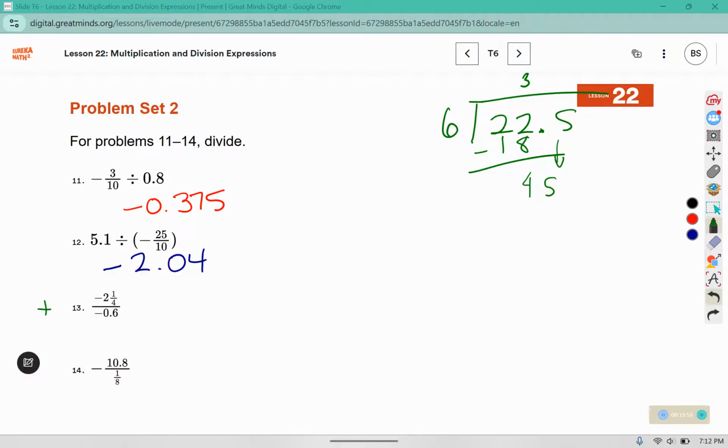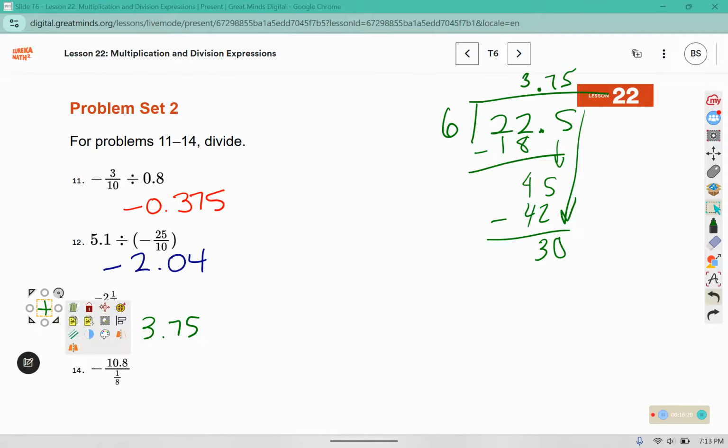Bring down that 5. 6 fits into 45 7 times, which would give us 42. Then we would subtract, giving us 3. Bring down a 0. 6 fits into 30 exactly 5 times. And it is positive 3.75.